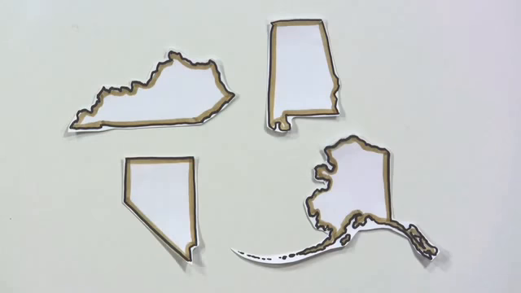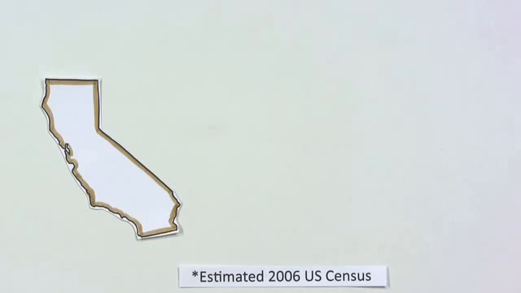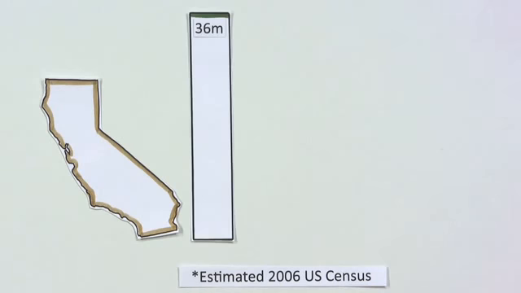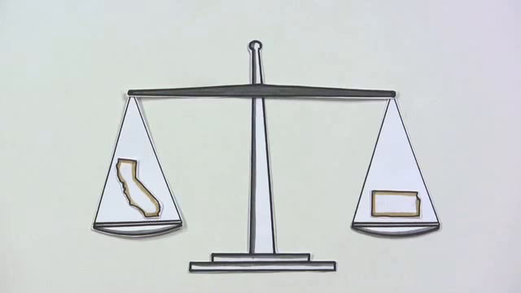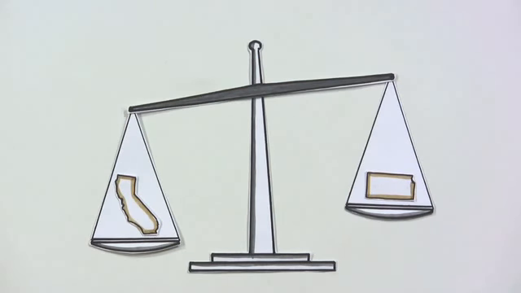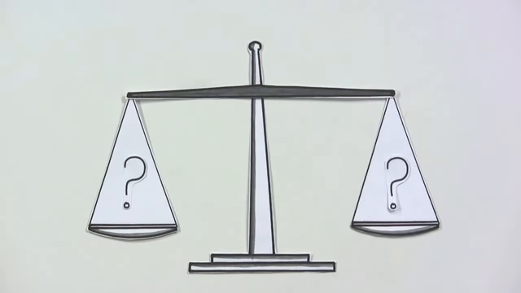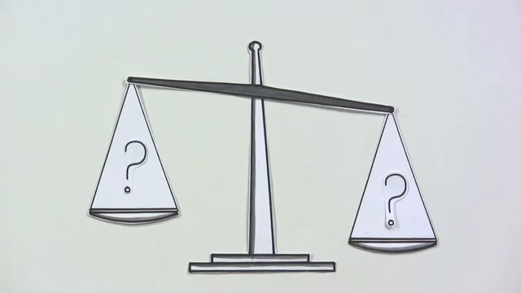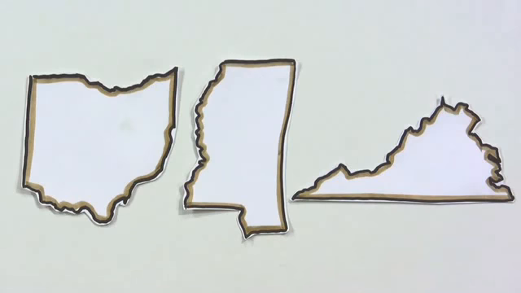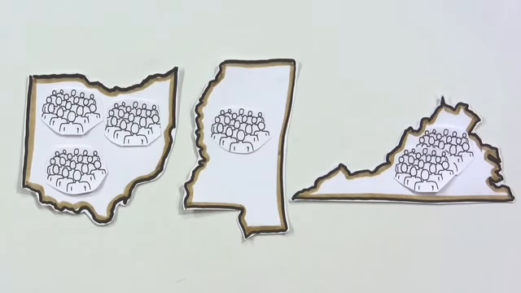U.S. states are different. Consider this. California has about 36 million people. Kansas has less than 3 million. We need a way for California's choice to have more influence on the election because the state has more people. The question becomes, how do we make sure each state has the right amount of influence on the election? Well, we need a way to account for the population of each state.